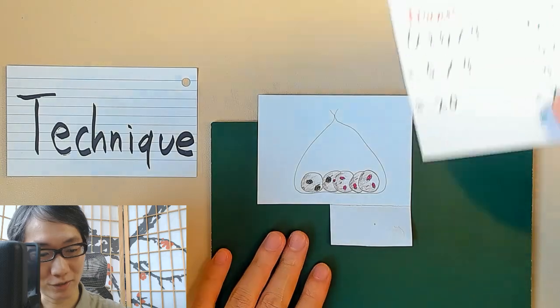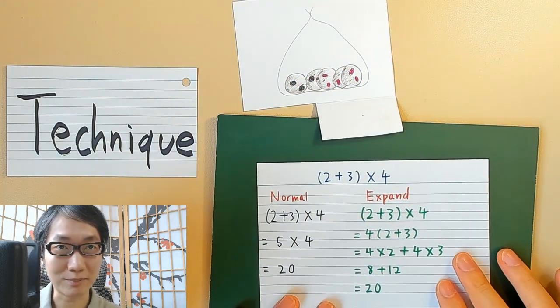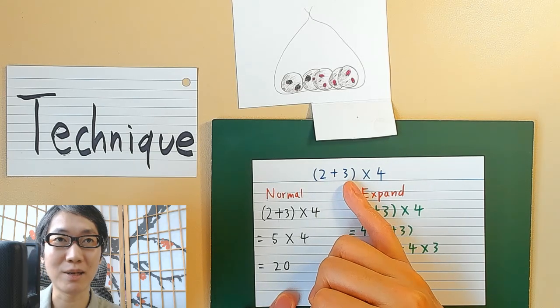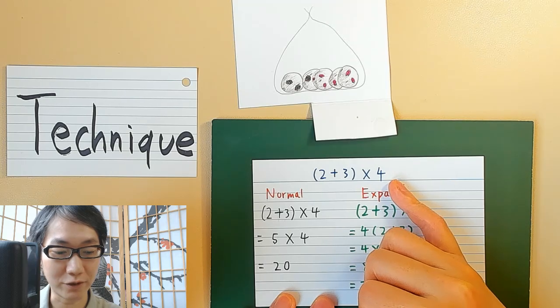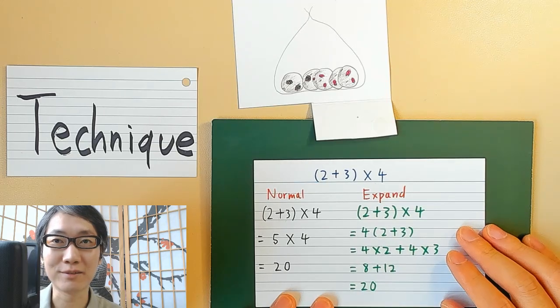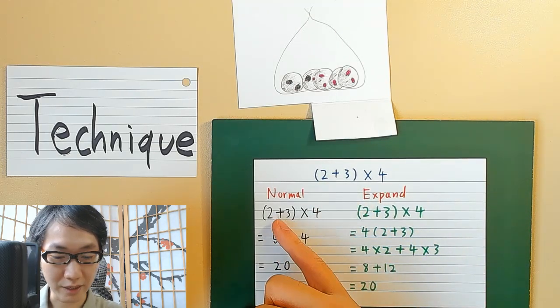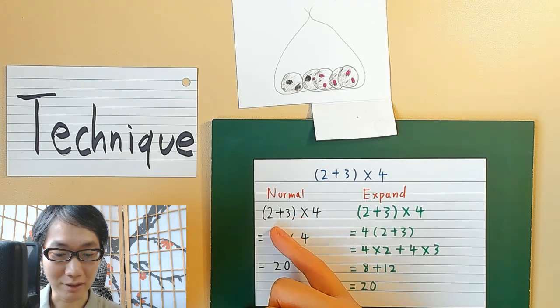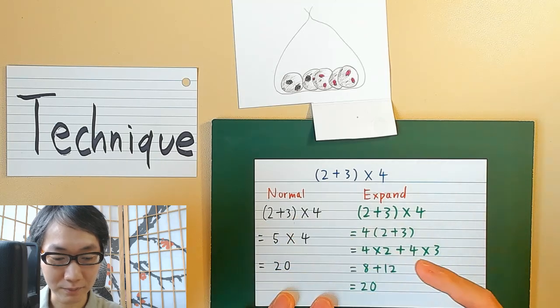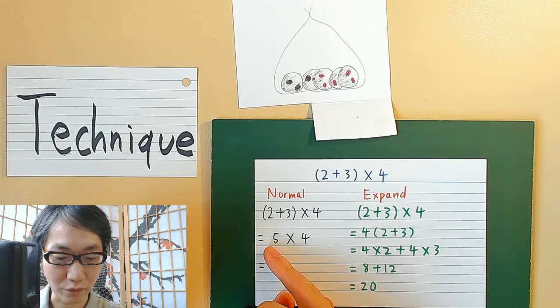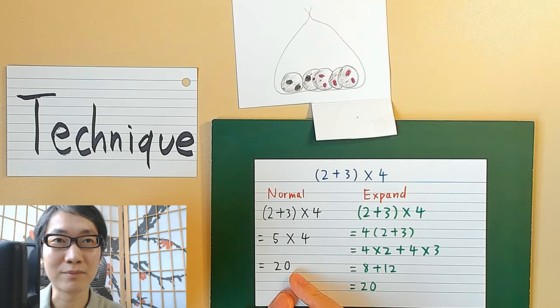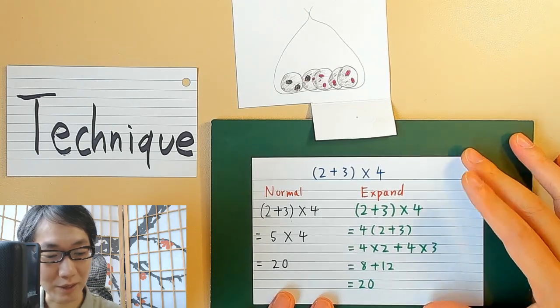There are actually 2 ways to do this. Let's say there are 2 chocolate cookies and 3 raspberry cookies in the bag, and we have 4 bags of these. One way is the normal way. We solve what's in the bracket first, as we should. 2 plus 3 will be 5, and 5 times 4, 4 bags, will be 20 cookies.